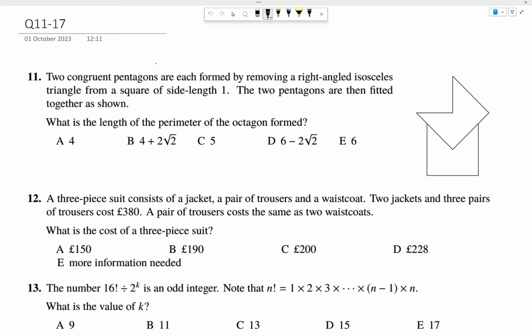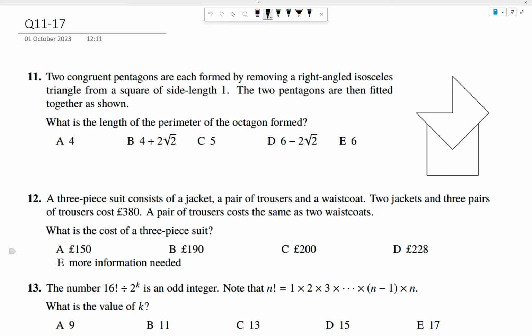Okay. Question 11. Two congruent pentagons are each formed by removing a right angle isosceles triangle from a square of side length 1. The two pentagons are then fitted together as shown. What is the length of the perimeter of the octagon that is formed?